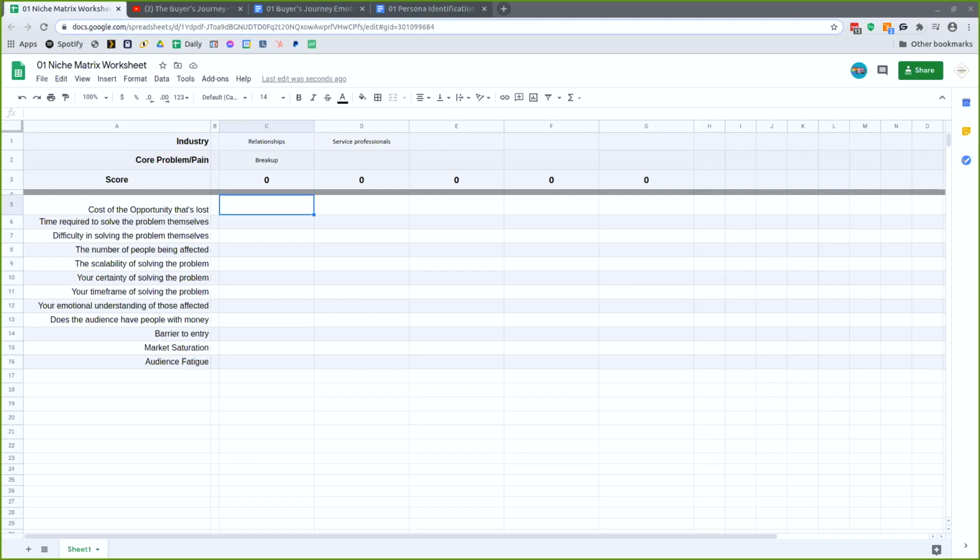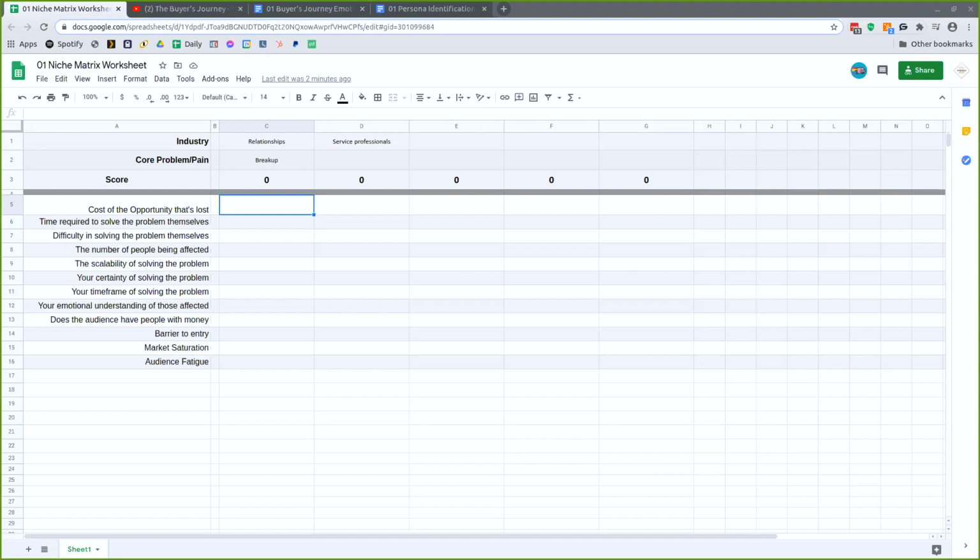When we talk about cost of the opportunity that's lost, what I'm referring to is, let's say that in a relationship, they are single, obviously, and they can only accomplish so much. Maybe they've got a demanding job, and they don't have that person supporting them back at home. Maybe it's two heads are better than one. And so when they're single, they're only producing so much in life towards their desire.